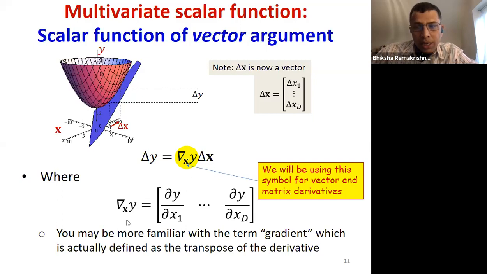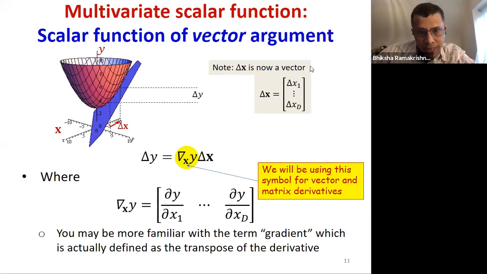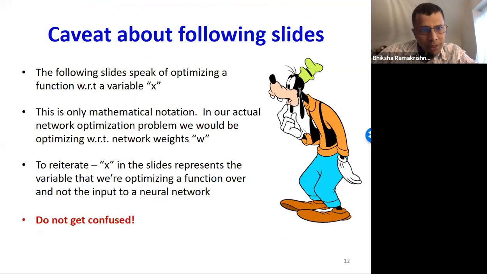Now, we've all heard the term gradient. This is not the gradient. The gradient is the transpose of the derivative so that it aligns up with x. Anyway, going on, I'm going to generally talk about optimizing functions because this is what this lecture is all about. And when I'm optimizing a function, I'm going to be optimizing some function of x.